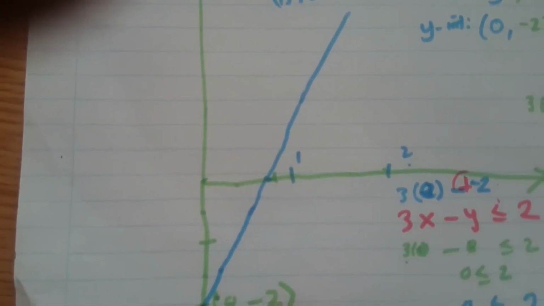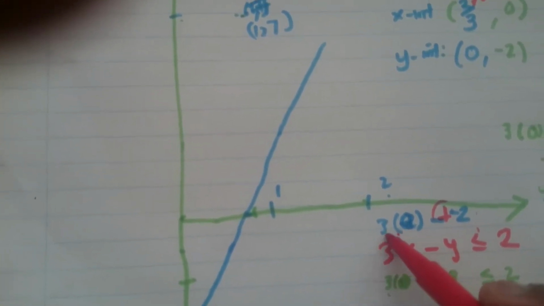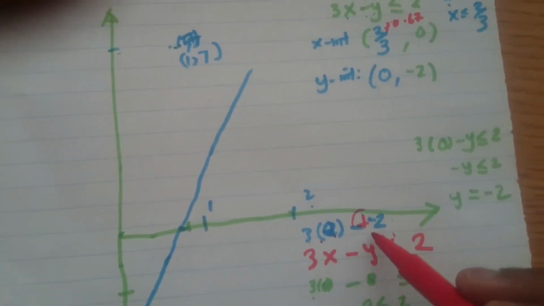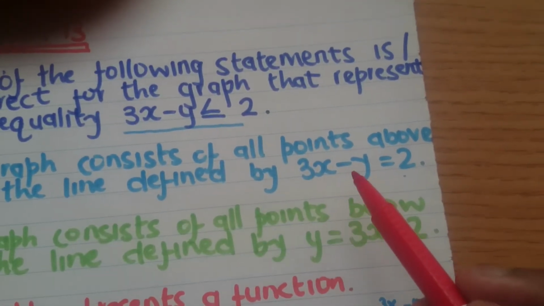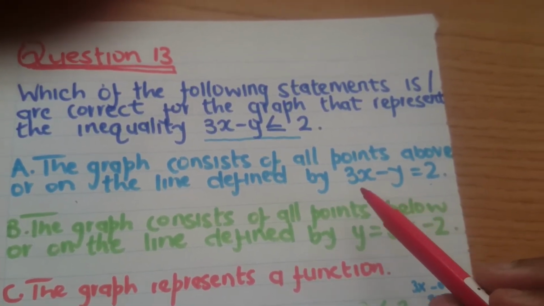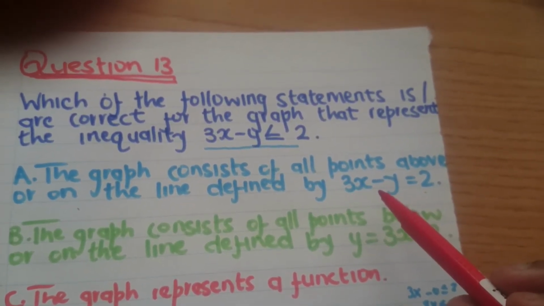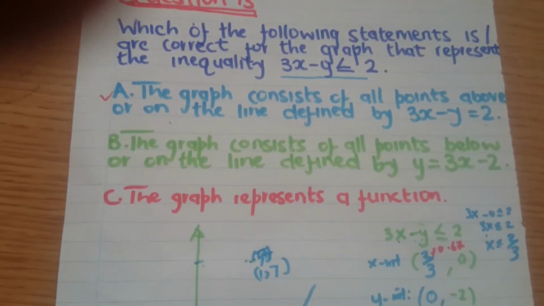You see in this question, minus. What is y? Y is negative 2. So negative, negative, positive. So 3 times 0 is 0. Minus, minus, positive, you get 2. So 2 is true. Any point which is on the line or above the line is truly defined by this question. So option A is okay. Option 1 is true. We're going to tick.